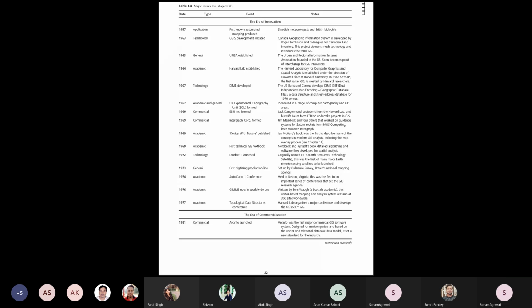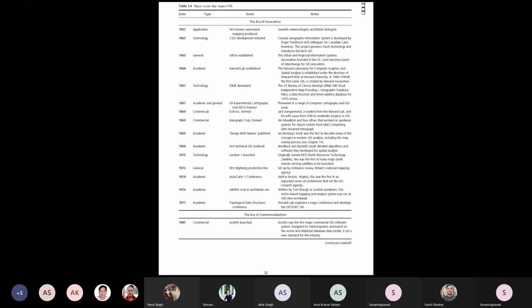Next is the year 1973, when the first digitizing production line was set up by Ordnance Survey, Britain's national mapping agency. Again, the Ordnance Survey has a lot of contribution in the field of GIS. 1974, Autocarto 1 conference held in Virginia. There is a conference. 1976 again.